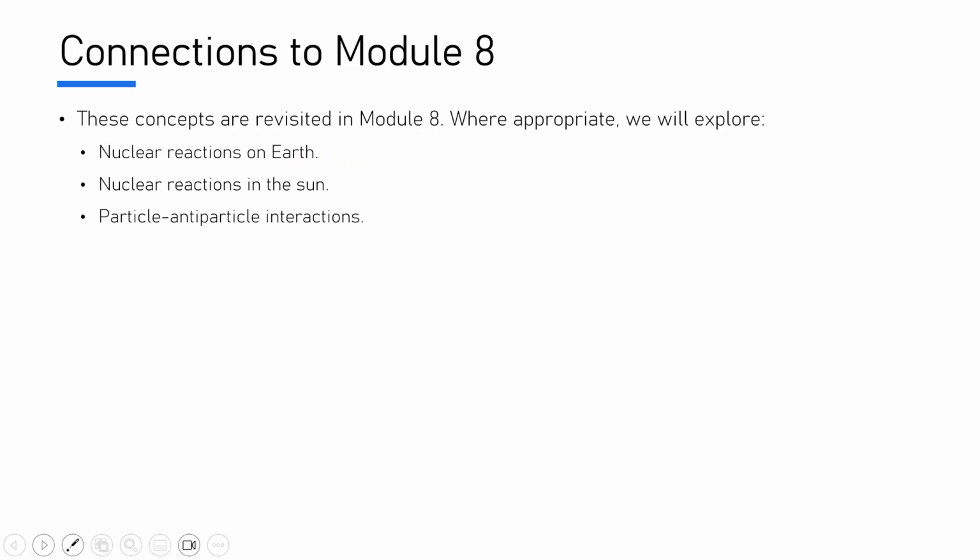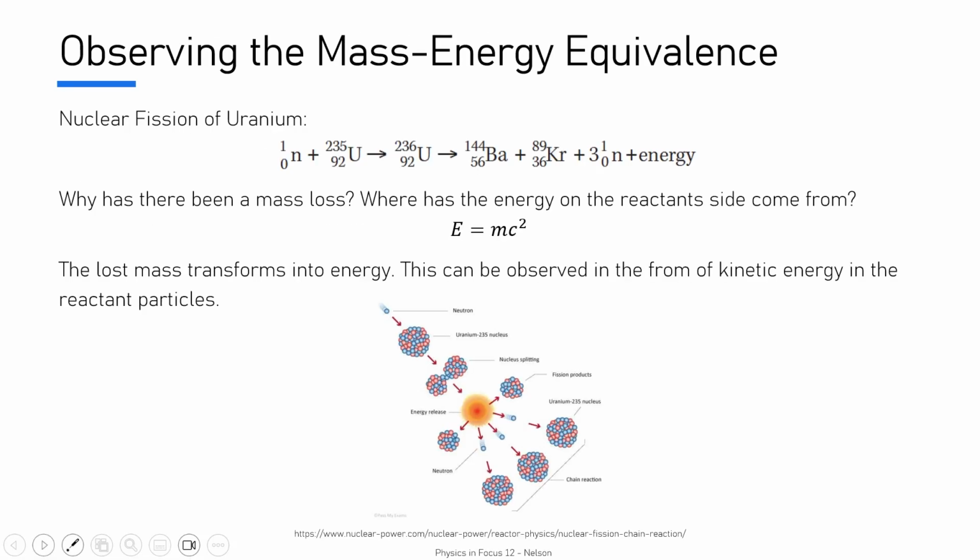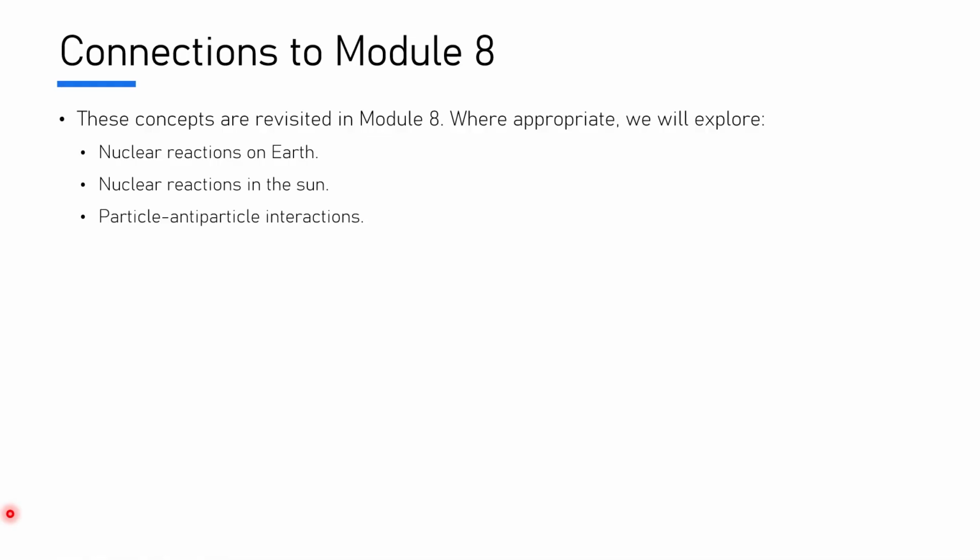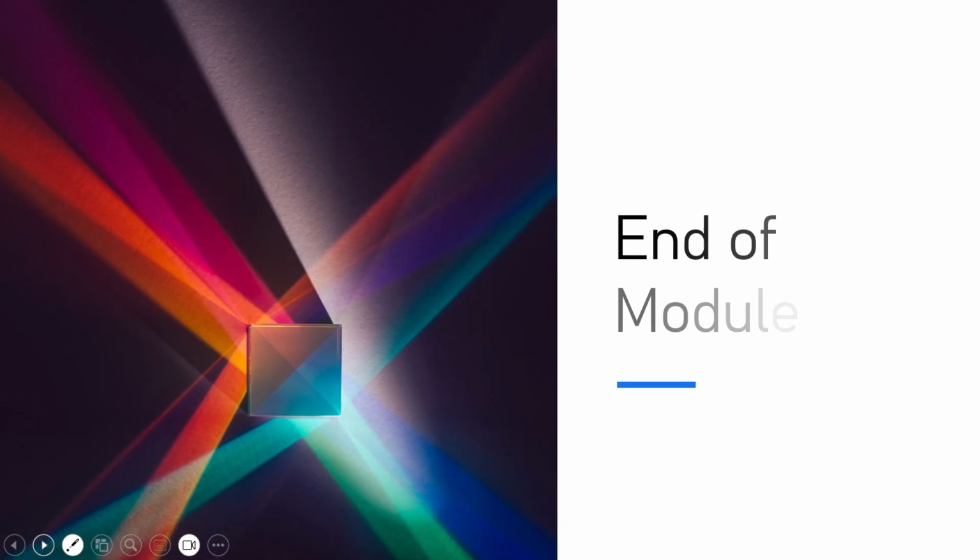There will be multiple points in Module 8, particularly towards the end, where we will look at other scenarios where E equals mc squared is applicable. We're going to be looking at different kinds of nuclear reactions that occur on Earth, nuclear reactions that occur in the sun, which lead to their release of energy that we live and survive on, as well as some particle-antiparticle interactions, which we'll look at right at the end. So this is not the only time that you're going to be looking at Einstein's mass energy equivalence, but instead it is the first, and as I said earlier, is just meant to be an introduction today.